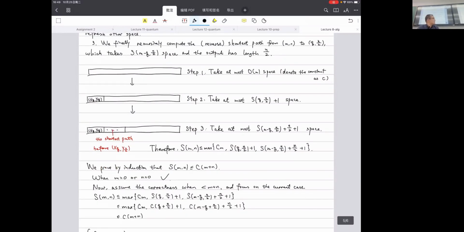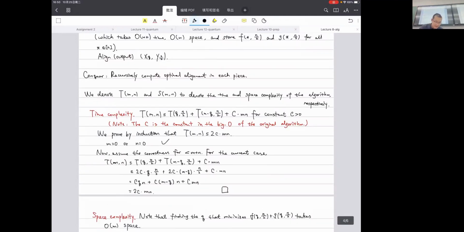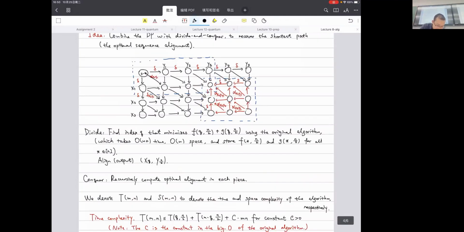Another way to see this is that the space complexity of outputting a shortest path, or returning an optimal sequence alignment, is O of max of m and n. Because really, you need to take a look at the length. If you consider a path here and you need to output a path like this, the length of the path should be at least larger than m, and also larger than n.